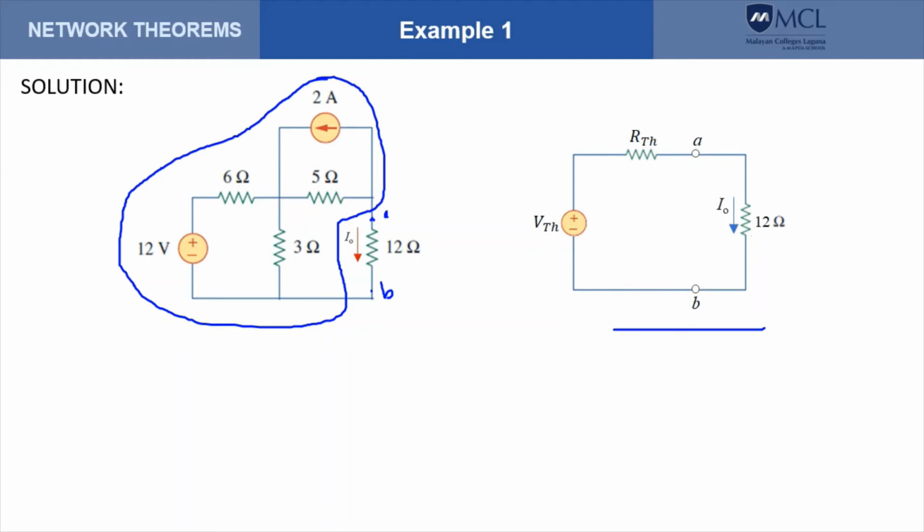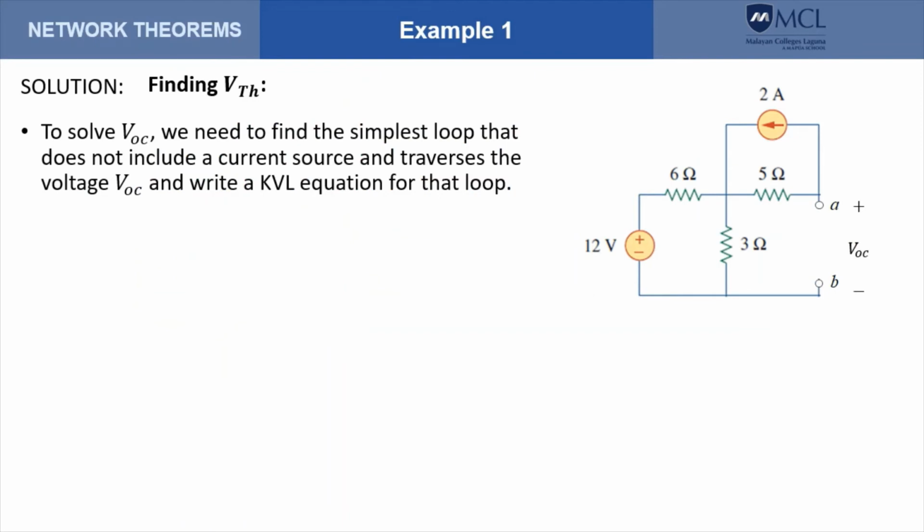So the problem now becomes finding VTH and RTH. So how do we find VTH here? Again, we concentrate on the circuit that needs to be converted. We remove the part that is not part of the circuit that needs to be converted. So we remove the 12 ohms there. And we need to find the voltage VOC, where the positive terminal is on terminal A.